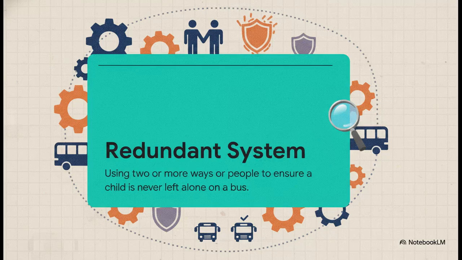Which brings us to a massively important concept, the redundant system. So, what does that mean? A redundant system simply means using two or more ways, or two or more people, to ensure a child is never ever left alone on a bus. It's your ultimate safety net.